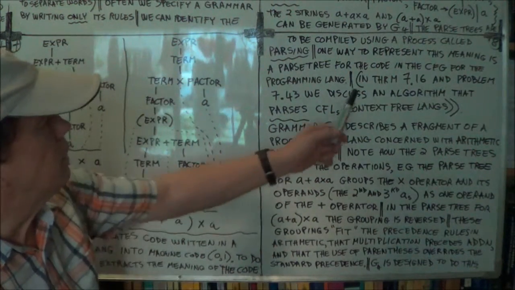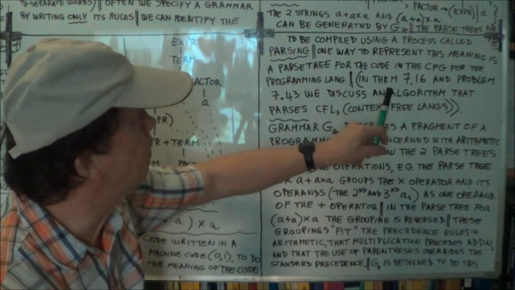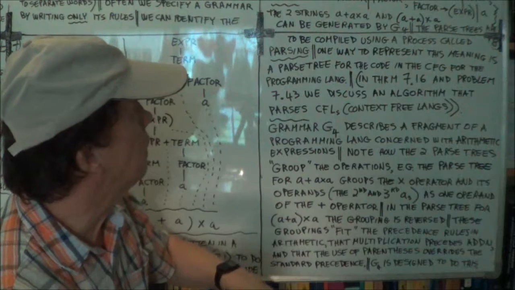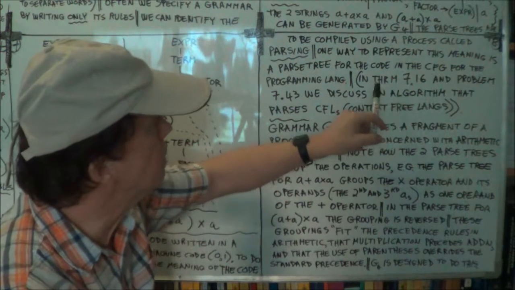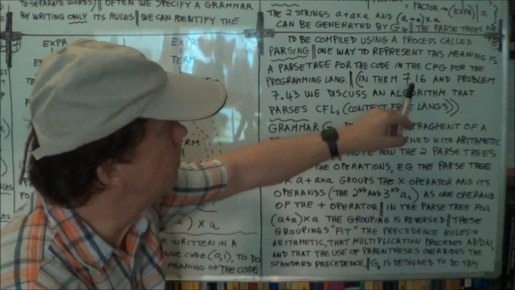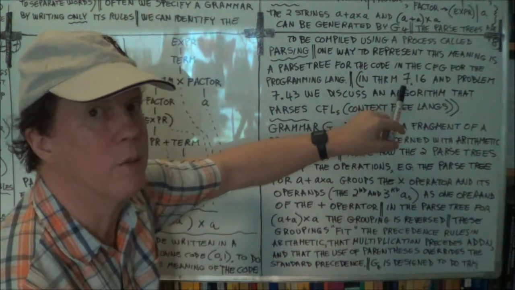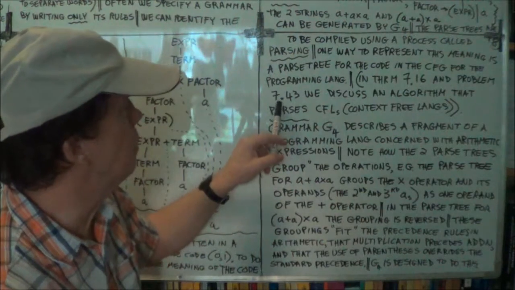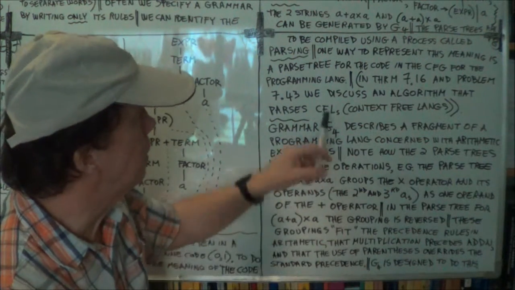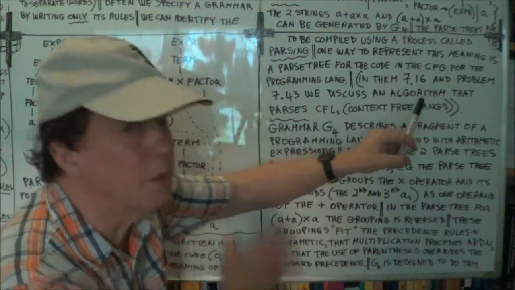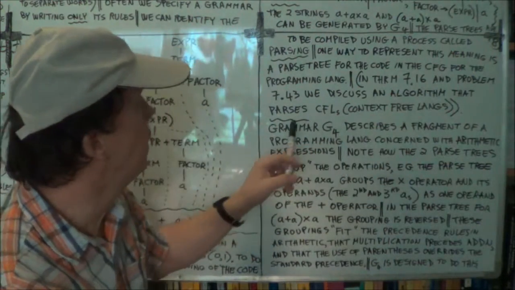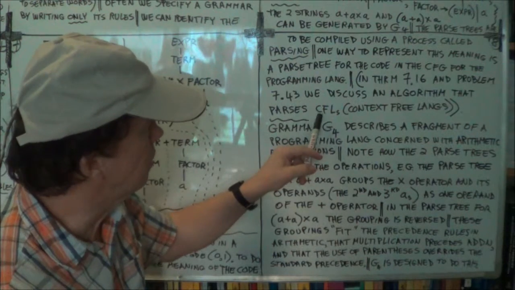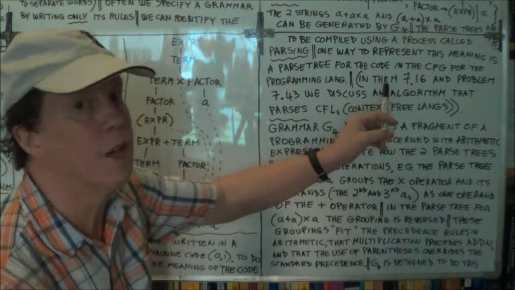Now, jumping ahead quite a bit, creating these parse trees for compilers, that's the theme of chapter 7. So way ahead, there's a problem in the same chapter, 7.43, and it talks about an algorithm, a set of steps, an algorithm that parses CFLs, context-free languages.